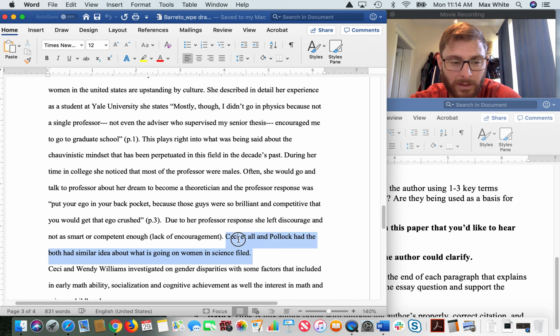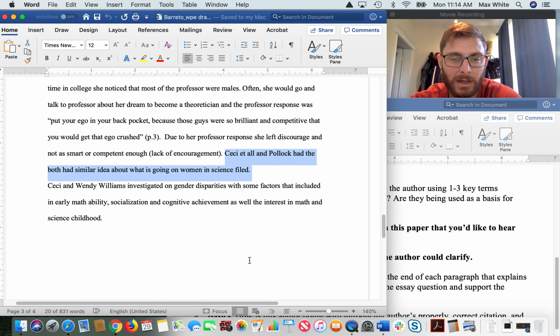Look at this very last sentence here. Ceci et al. and Pollock have both had similar ideas going on. Women in science field. Ceci and Wendy Williams investigate gender disparities with some factors that included early math ability. Okay, so this is the only sentence in this draft that's beginning to put the ideas together.